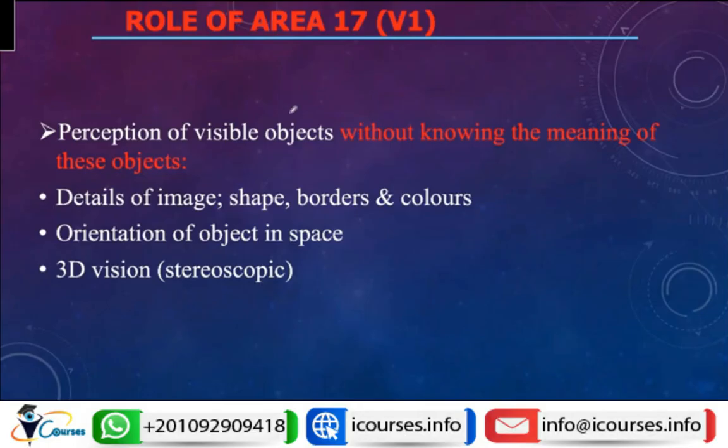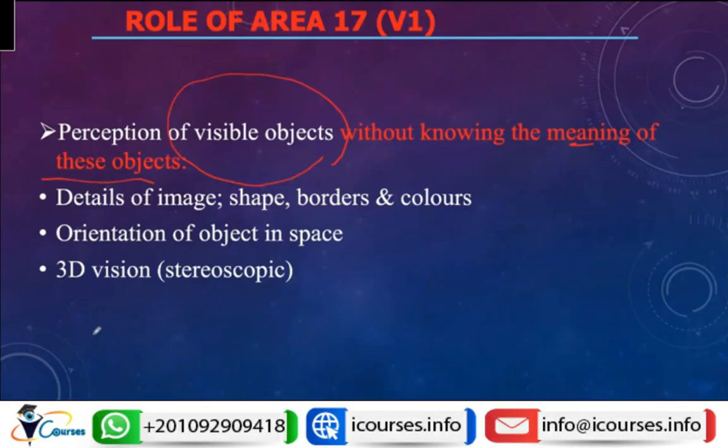So what is the role of area 17? This is responsible for perception of the visual objects, but without knowing the meaning of these objects. So we can see anything, or we can know its shape or its border, what its color is, what the details of this image are. Is it vertical or horizontal? Is it 3D or 2D?